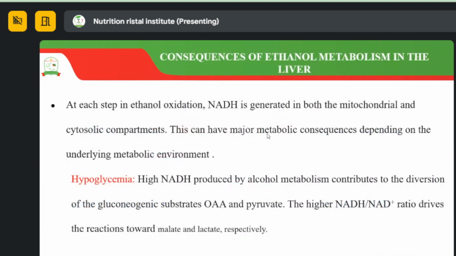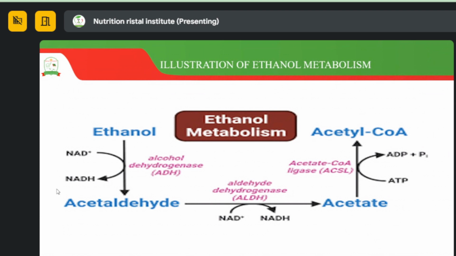What are the consequences of ethanol metabolism to the liver? This breakdown, like we said earlier, occurs in the liver, but it has its own consequences: at each step in ethanol oxidation, there is a production of reduced NAD, in both the mitochondrial and cytosolic compartments. Each one of them produces NADH.